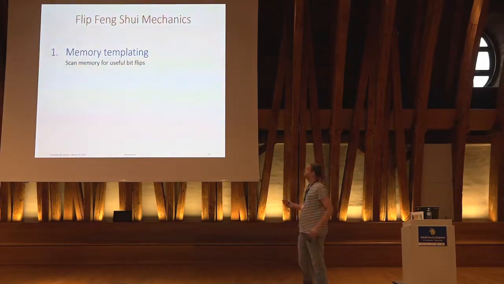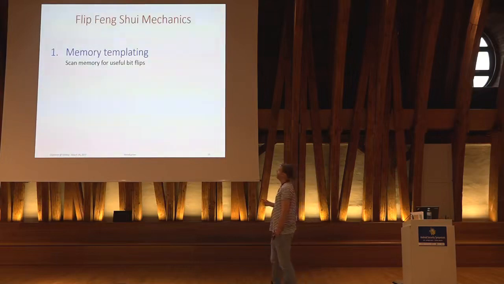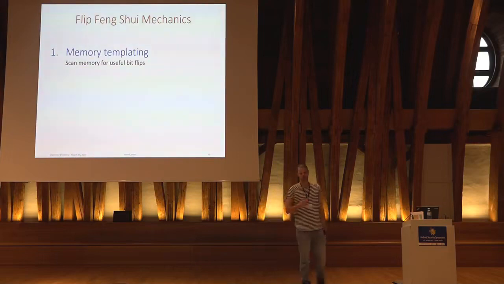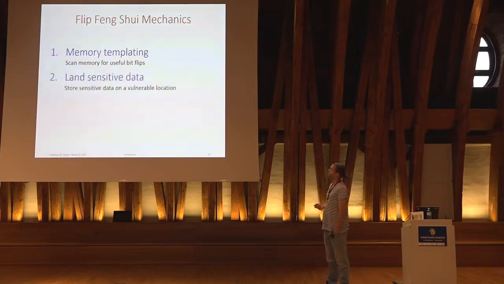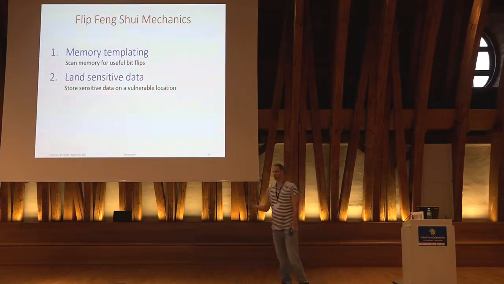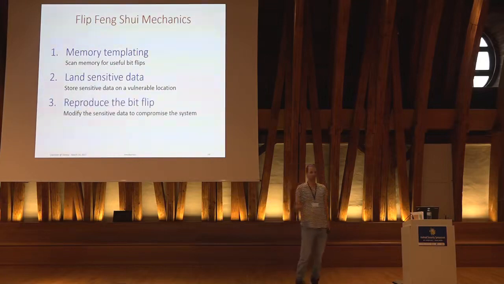Okay, so the mechanics for a Flip Feng Shui attack. Every attack that we do has to do these three things. First is memory templating. With memory templating, we mean we're going to search memory, the entire DRAM, or most of DRAM, for bit flips that we can actually exploit. Then, when we've found a location in memory, we want to plant some sensitive data there. That's the second step of the attack, landing data at a vulnerable location. And then we're going to reproduce the bit flip and hopefully do something interesting.